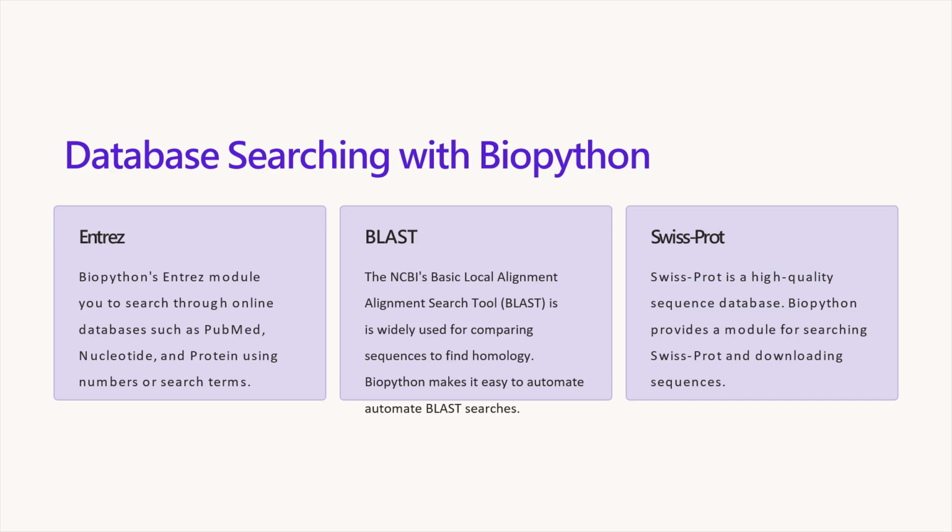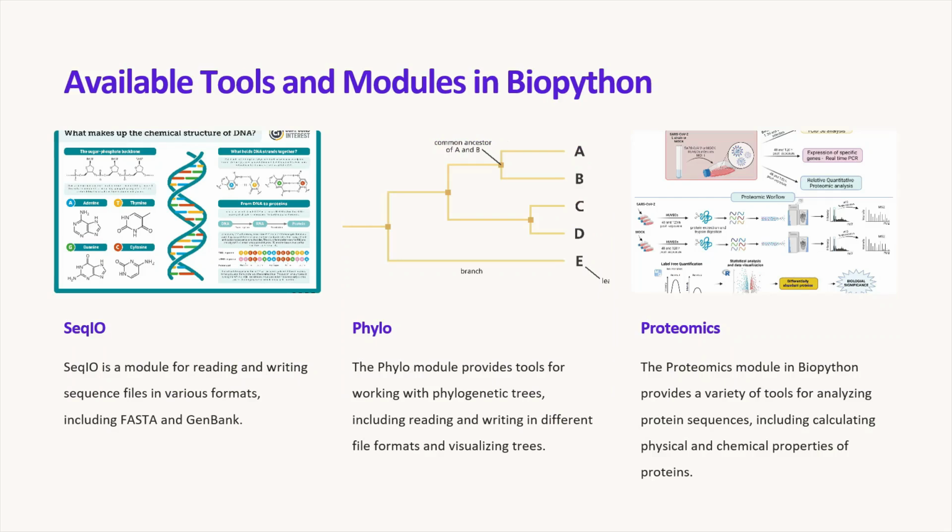Swiss-Prot is a high quality sequence database. Biopython provides a module for searching Swiss-Prot and downloading the sequences. So, available tools and modules that are used in Biopython. The common examples that we can use are SeqIO, Phylo, Proteomics, and others.